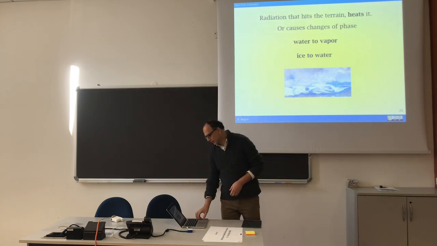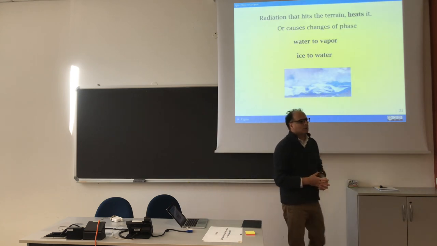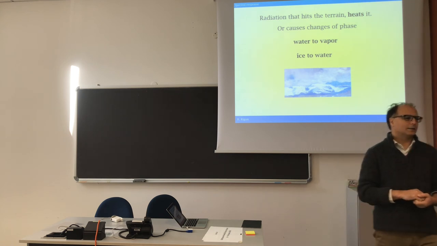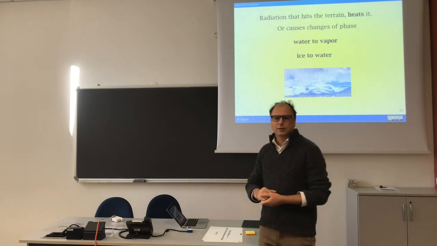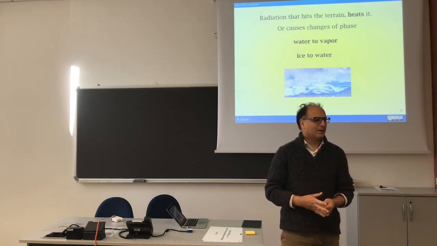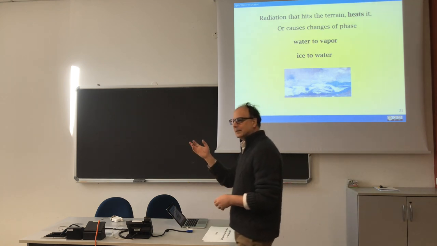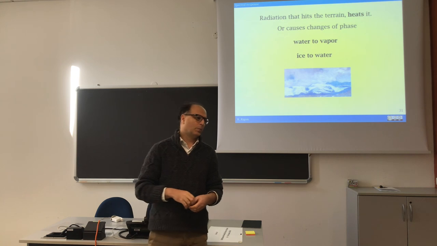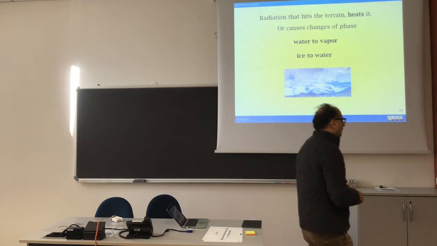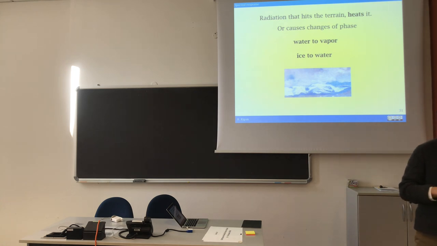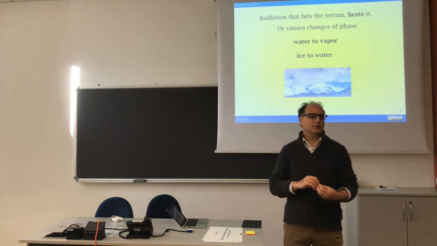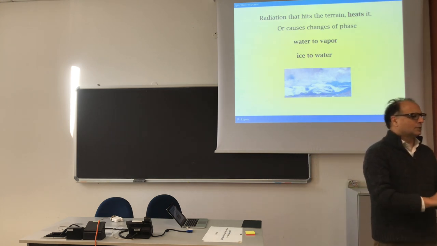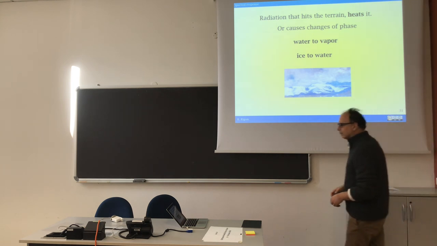And obviously it doesn't just make changes of phases, but also, here I didn't mention it, the most important thing is it feeds the plants. Radiation feeds the plants, so whatever we see outside there is mostly due to that, the radiation that comes. A very small part of radiation, 1/500 of photons, is used to do photosynthesis. Photosynthesis builds up what we call life, ecosystem. So radiation in the end is very important.